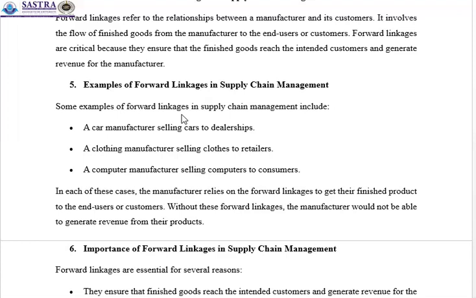In each of these cases, the manufacturer relies on the forward linkage to get their finished products to reach its end customers or end users. Without these forward linkages, the manufacturer would not be able to generate revenue for their products, because the users are very much important here, and their satisfaction, their time management, and the availability of that particular material on that particular occasion or for the particular event is also very much important.